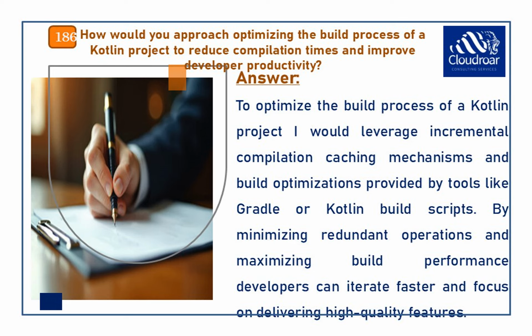Question 186. How would you approach optimizing the build process of a Kotlin project to reduce compilation times and improve developer productivity? To optimize the build process of a Kotlin project, I would leverage incremental compilation, caching mechanisms, and build optimizations provided by tools like Gradle or Kotlin build scripts. By minimizing redundant operations and maximizing build performance, developers can iterate faster and focus on delivering high-quality features.